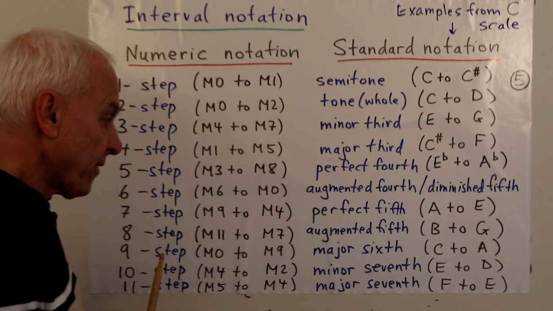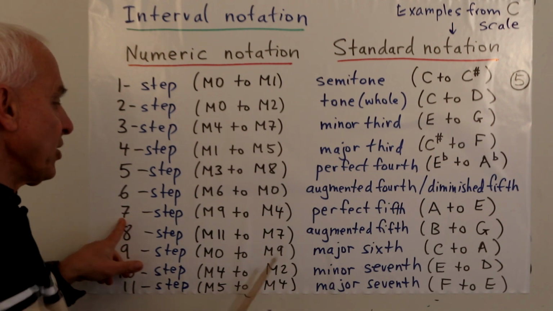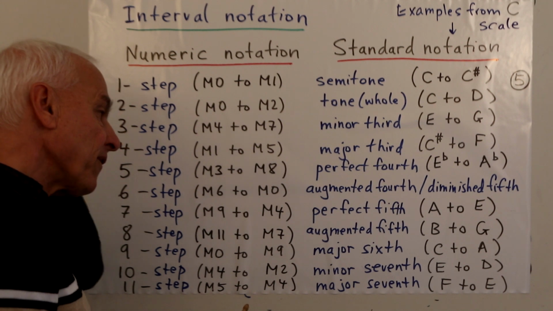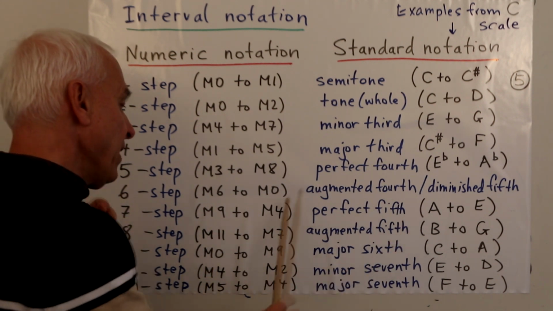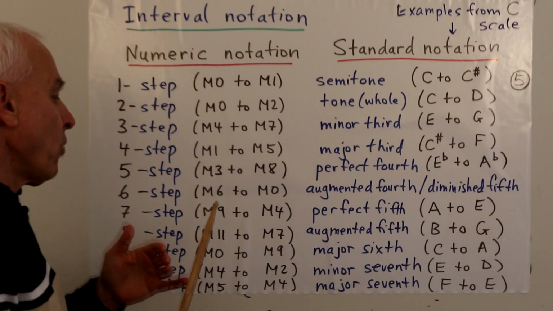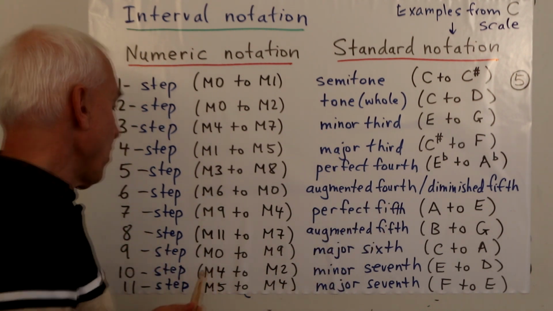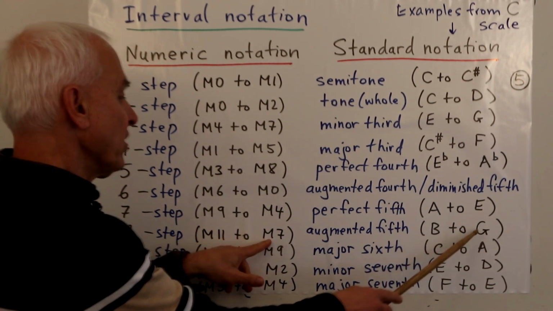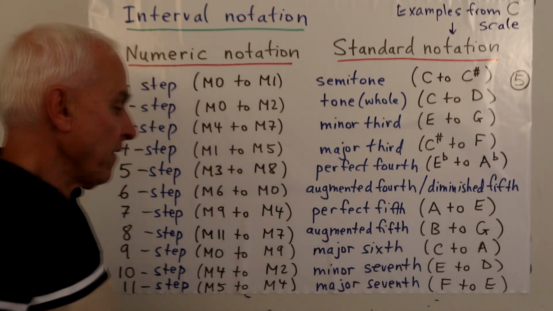A perfect fifth, okay, that's the usual name of a 7-step. Okay, so a perfect fifth, so M9, that would be A, M4 is E, so A to E is an example of a perfect fifth. And then one more than that, well, an augmented fifth you could call that, say M11 to M7, M11 is B, M7 is G, so that's an example of an augmented fifth.